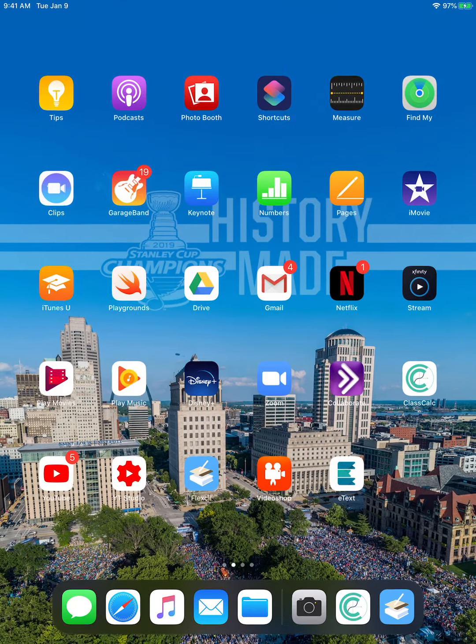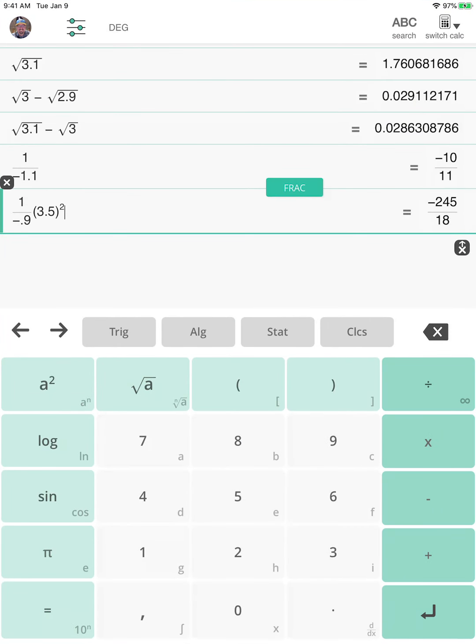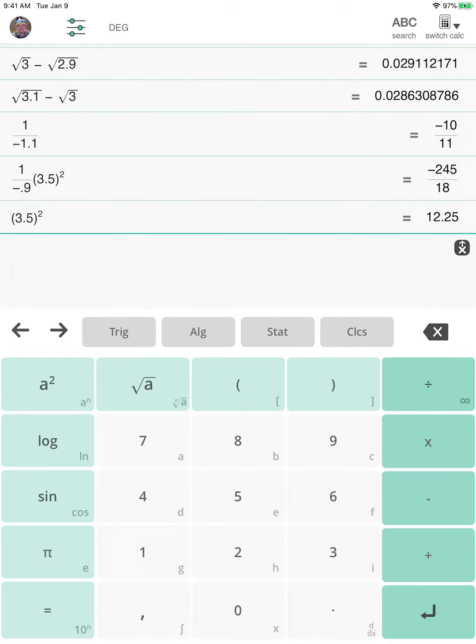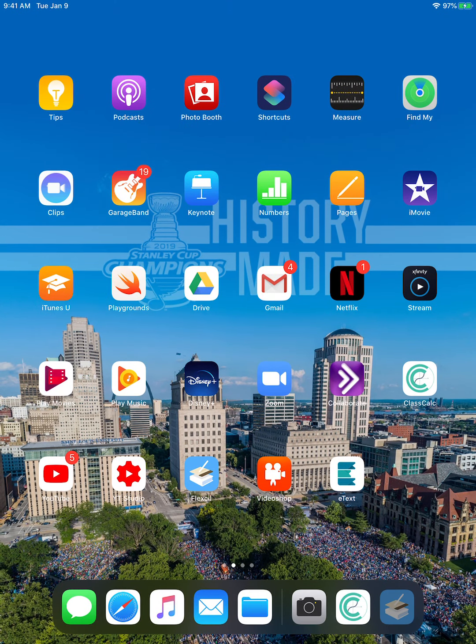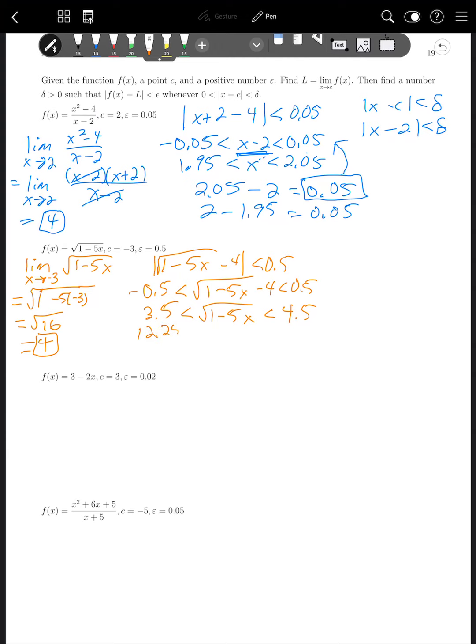So 3.5 squared. Oops, sorry, that's in the wrong problem. 3.5 squared is 12.25, and 4.5 squared is 20.25. So 12.25 is less than 1 minus 5x, which is less than 20.25. Subtract 1 from those, so 11.25 is less than negative 5x, which is less than 19.25, and then divide by negative 5.